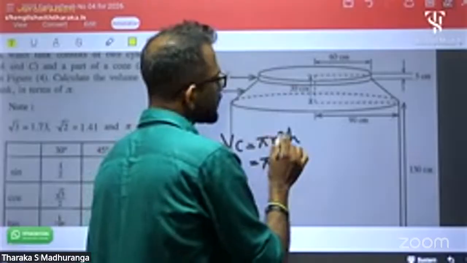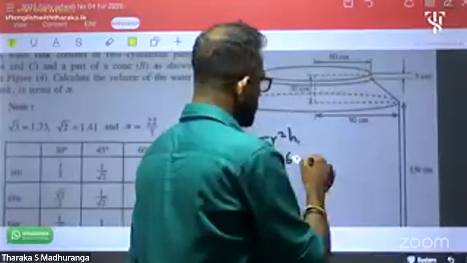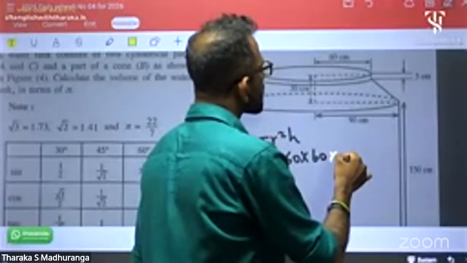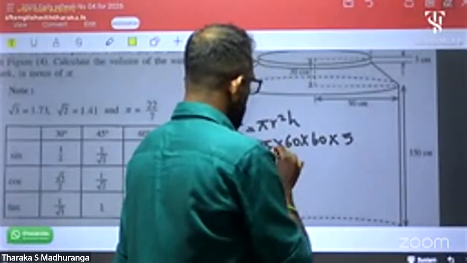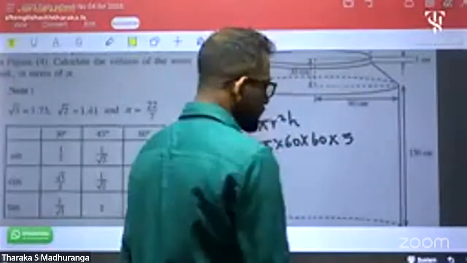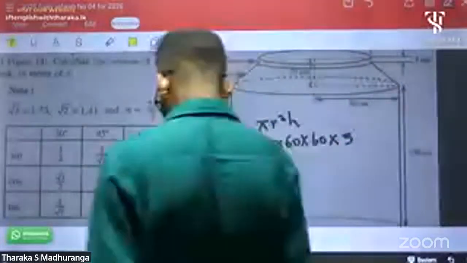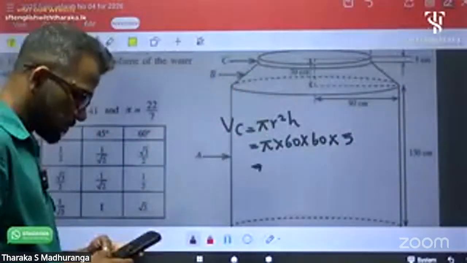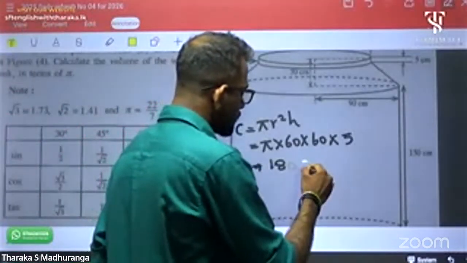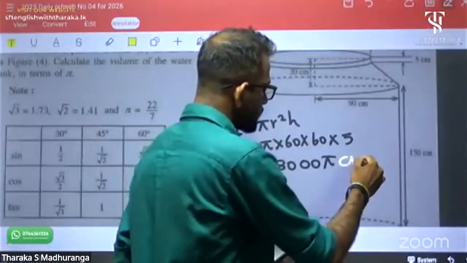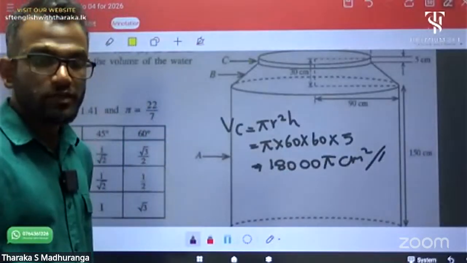Phi r squared mean 60 into 60. H 5 centimeter. 60 into 6, 36. 36 into 5. 180, 2 zeros, 5 square centimeter. This is the lid volume. Volume of the lid. Square centimeters.